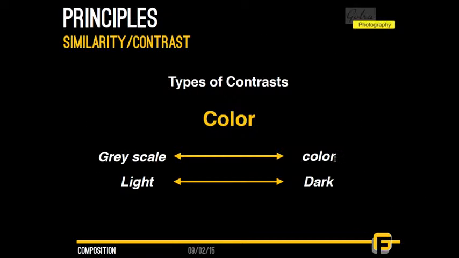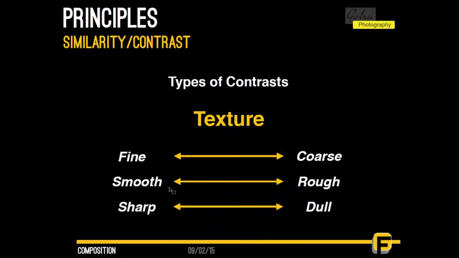If you have something colorful, add something to break the similarity. If you have something very light, add something dark to break it. Or if the whole image is dark, add something light to break the similarity. And the same in the texture. If you have fine, add coarse. If you have rough, add smooth. If you have sharp, add dull, or vice versa.